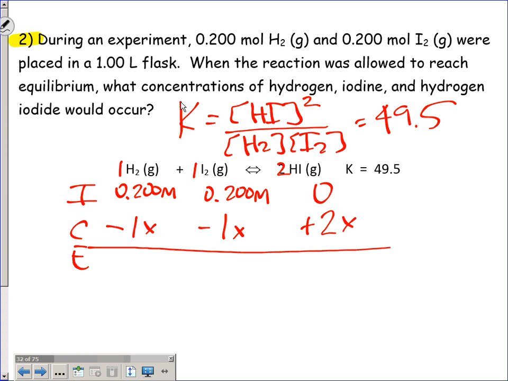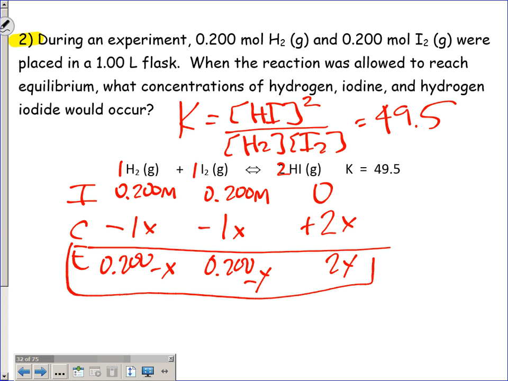Okay. So at the end, I know what's here. I just don't know the exact value. I know it's going to be 0.200 minus x. This is 0.200 minus x. And this is an equivalent of 2x out here at the equilibrium point. So knowing this is equilibrium, and knowing this is my equilibrium constant, and this is my equilibrium expression, I can solve for my products, my equilibrium concentrations. I just got to do some math.